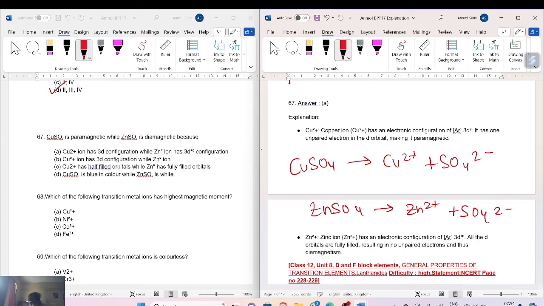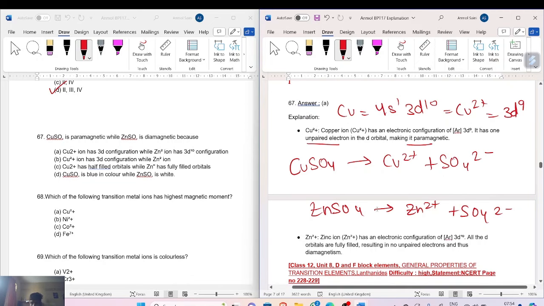Now we will calculate the electronic configuration for Cu2 plus. For Cu we can write 4s1 3d10, and for Cu2 plus we can say 3d9. So for 3d9, when we draw the orbital diagram, we can find that it is paramagnetic in nature. Cu2 plus will have an unpaired electron, so it will be paramagnetic.